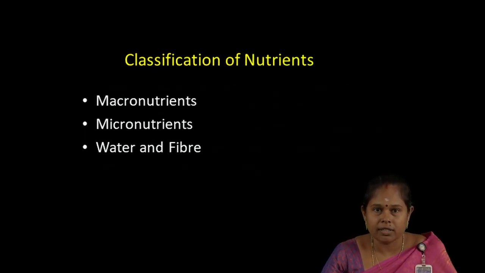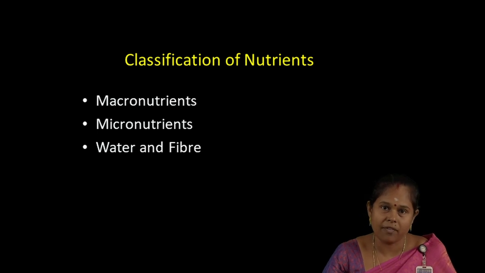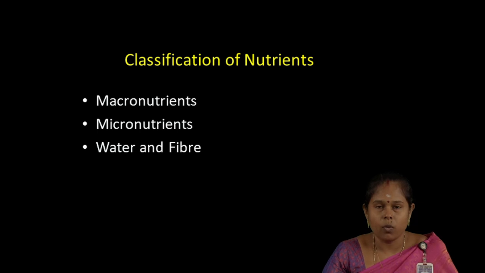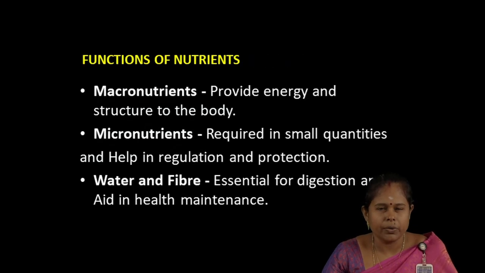Classification of nutrients. Nutrients are classified into macronutrients, micronutrients, and water and fiber. Macronutrients are carbohydrates, protein and fat. Micronutrients are vitamins and minerals, and then water and fiber. Macronutrients: carbohydrates, protein and fat.